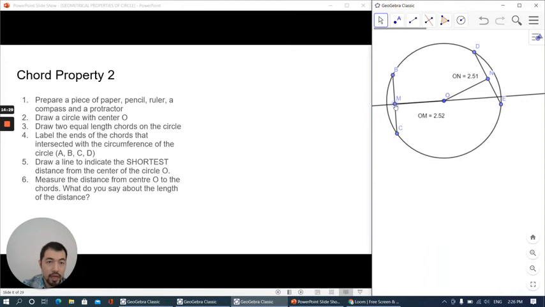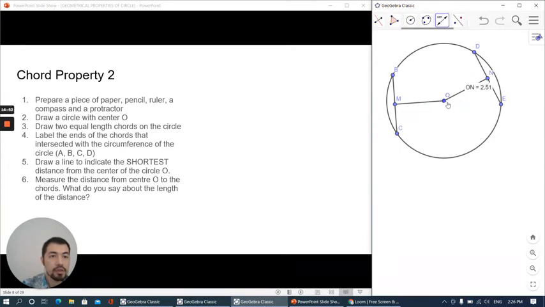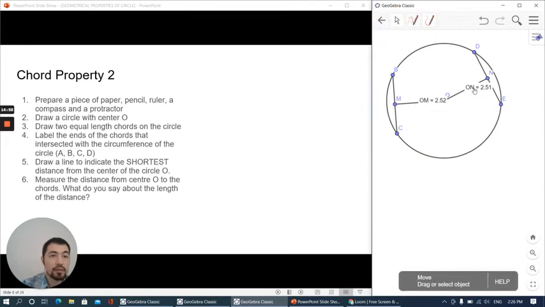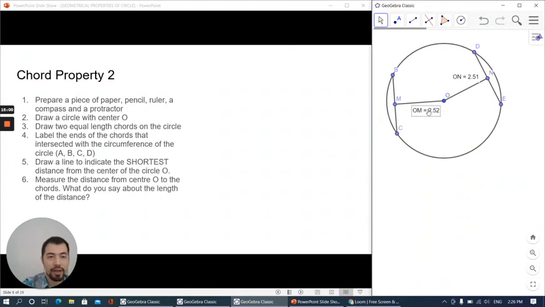so my M is right there, delete this one, and then my N is actually pretty accurate. I'm going to measure this again, just to make sure that they are equal. I don't know why this still gives me a different number, but they are 2.5 in length.